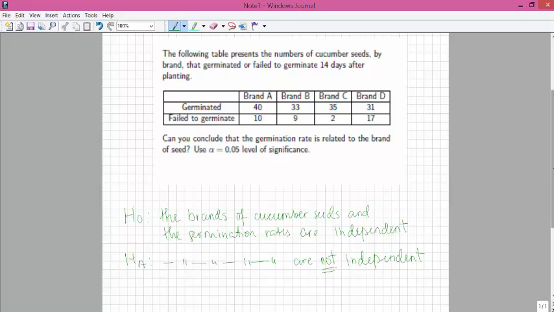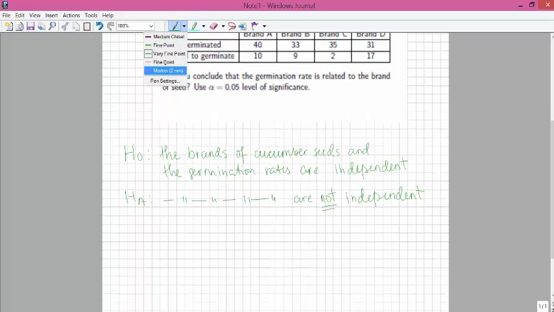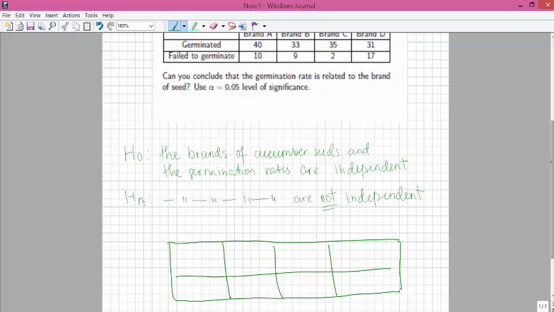Well, I should compute the expected values for each of the categories, right? So the expected values table for each category of germination rate and each brand. So let me go ahead and show you how you would do this by hand. Here's your brand A, B, C, D, and then this one germinated, this one did not. So here's your expected value table. How do we do it?